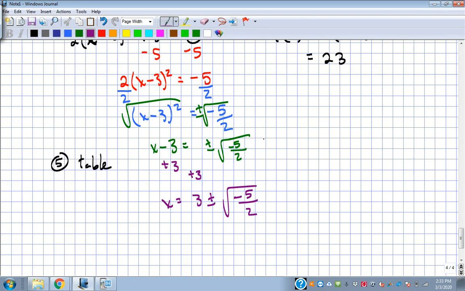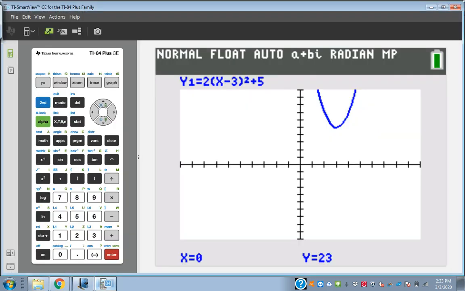What's the problem here? What does that do? Makes it a complex solution, right? The square root of negative 5 over 2, that's complex. If we look at the graph, is that thing going to hit the x-axis? No, it's opening up. So that means it's going to keep going up, right? And it's never going to hit the x-axis.